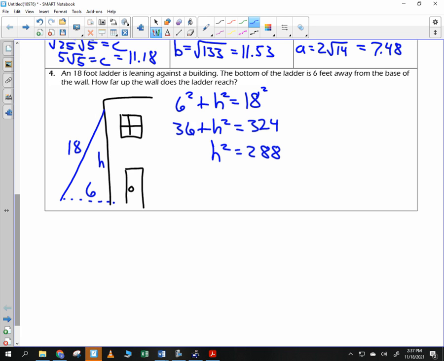Now, do you think that the person in this situation is going to want the answer as like 2 roots of 14, or do you think they're going to want a decimal? They're going to want a decimal, right? So in this type of problem on the test, I'd say, please leave your answer as a decimal. When you square root both sides, you get H is equal to 16.97 feet.